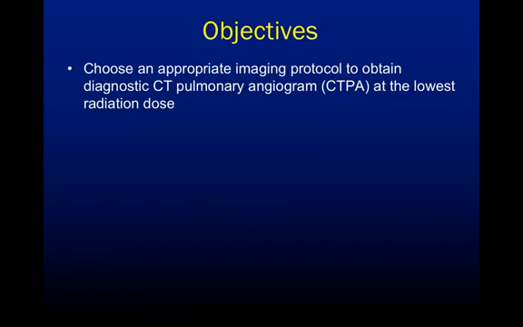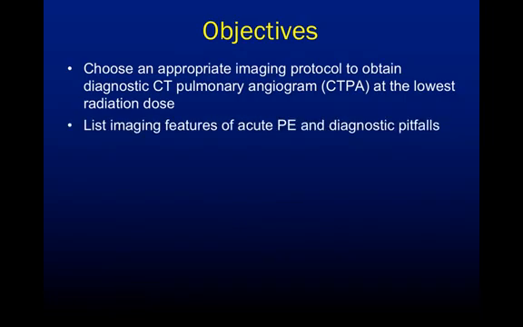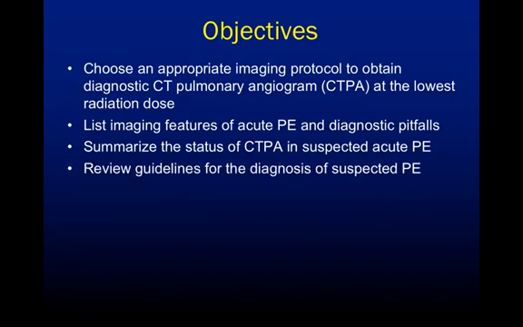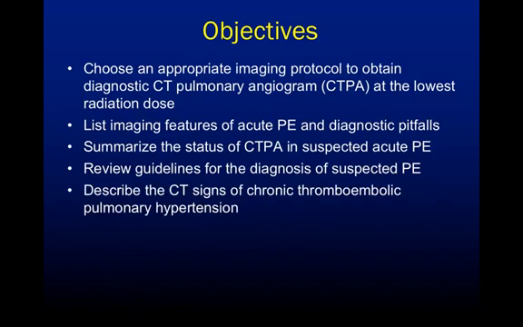At the end of this session, you should be able to choose an appropriate imaging protocol to obtain a diagnostic CT pulmonary angiogram at the lowest radiation dose, to list the imaging features of acute PE and the diagnostic pitfalls encountered on CT, to summarize the status of CTPA in suspected acute PE and review the guidelines for the diagnosis of suspected PE. Finally, you should be able to describe the CT signs of chronic thromboembolic pulmonary hypertension, or CTEPH.